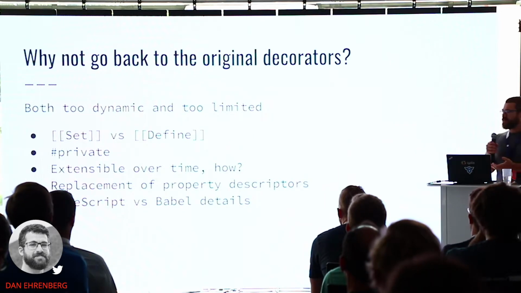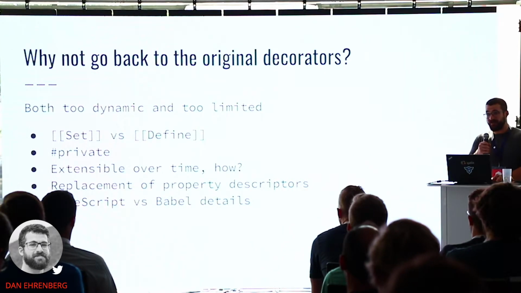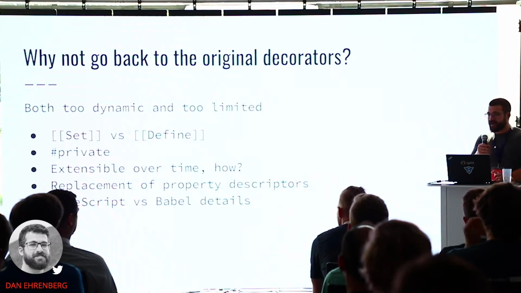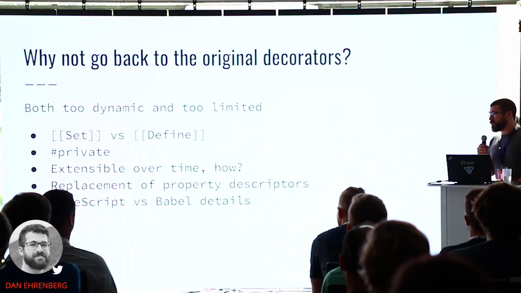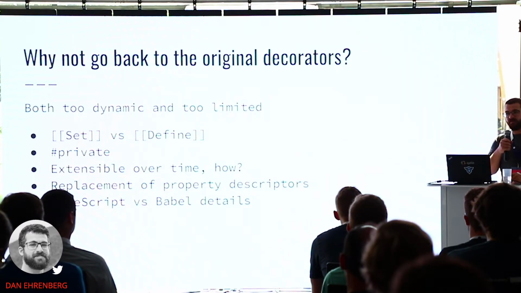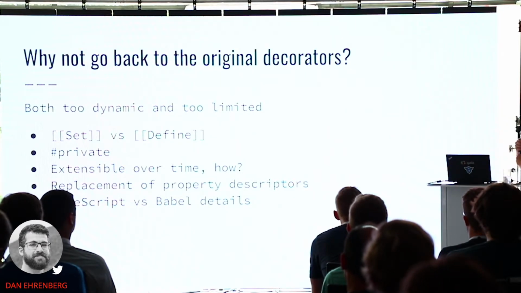Anyway, so the table approach had a lot of concerns raised about it from implementers, and the question from there was, why not go back to the original decorators? And the issue was that they're both too dynamic and also too limited. The original decorators proposal really rested on the original class field semantics, which were based on setting a property, like doing x.y equals z, but now it's more based on Object.defineProperty. So that made some of the functionality not quite work out.